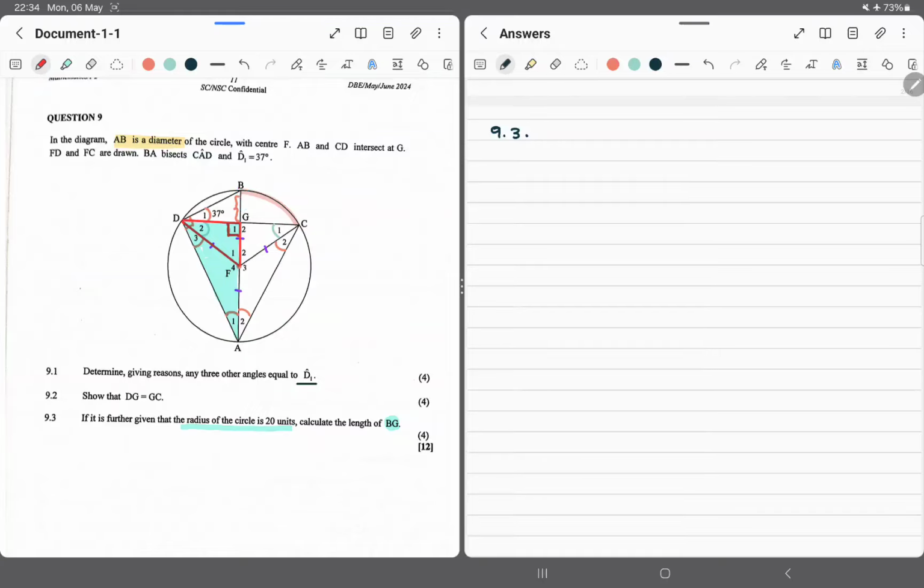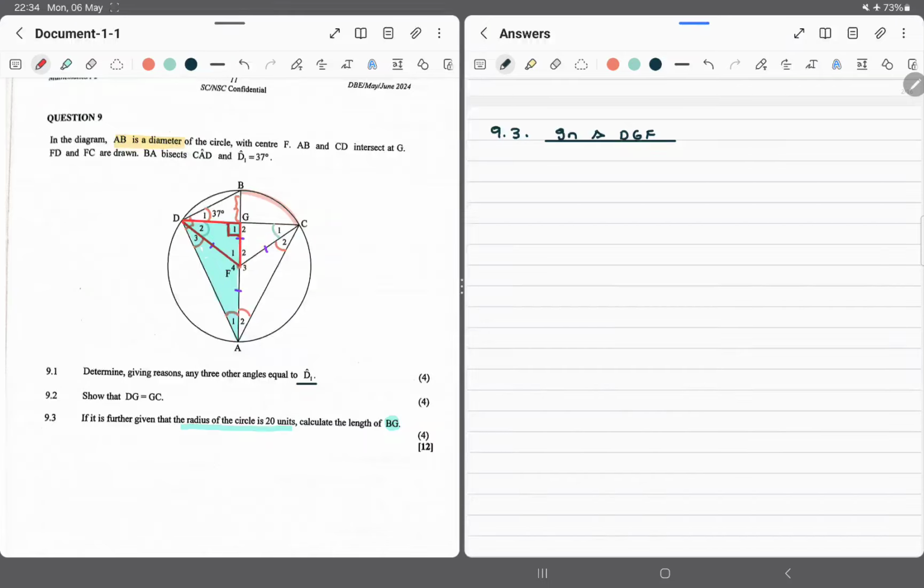So let's see first that in triangle DGF or DFG, we have proven a lot of things there. But mind you, we have that angle D2 as 16 degrees. Remember the radius is also the hypotenuse here, which is also 20 units. And we want the opposite side. We've got the angle, we've got the hypotenuse, we want the opposite side.